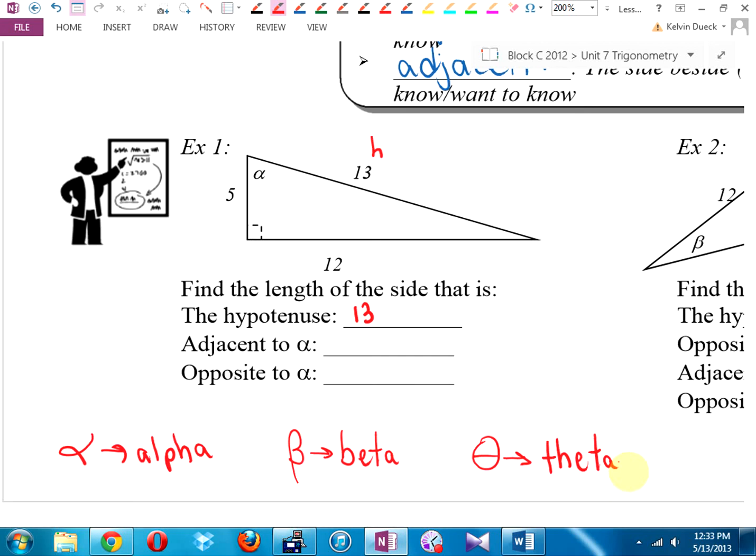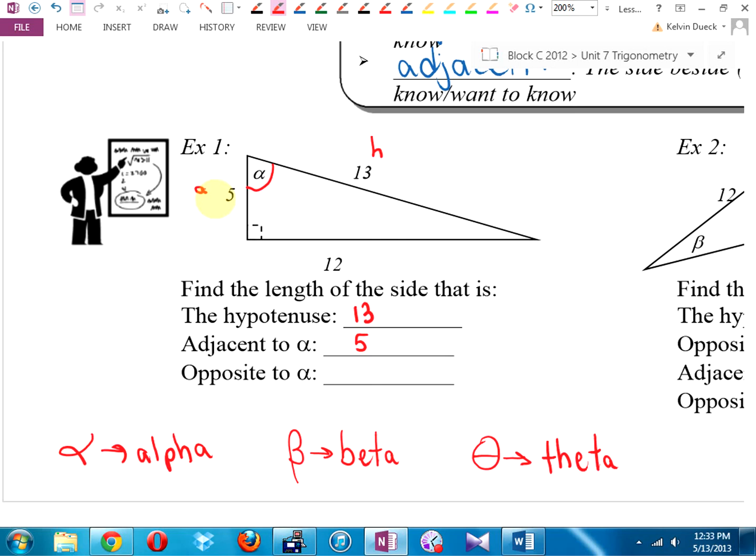So here's alpha in this triangle. Adjacent means beside. Which side is beside alpha? Not the 13, that's the hypotenuse. Which side? That is the adjacent. Let's put a little A there. By the way, our English word alphabet literally comes from the Greek letters alpha, beta, ABCs. Oh, you learned something new.